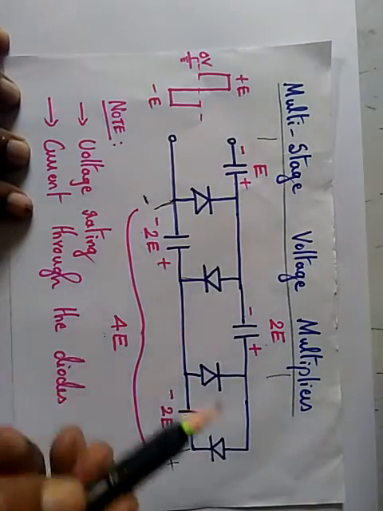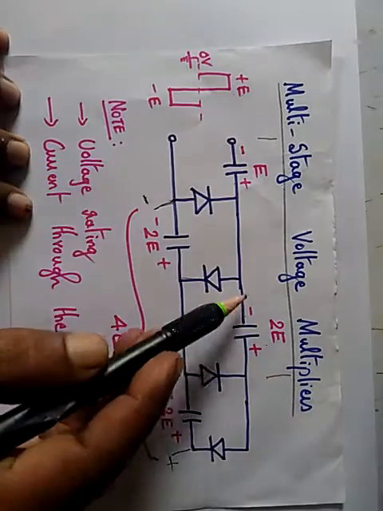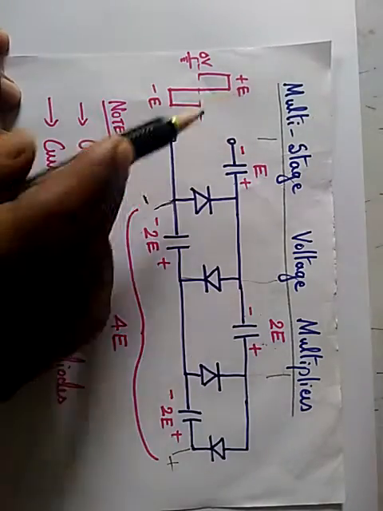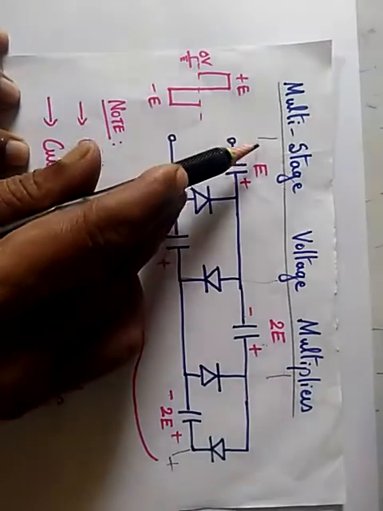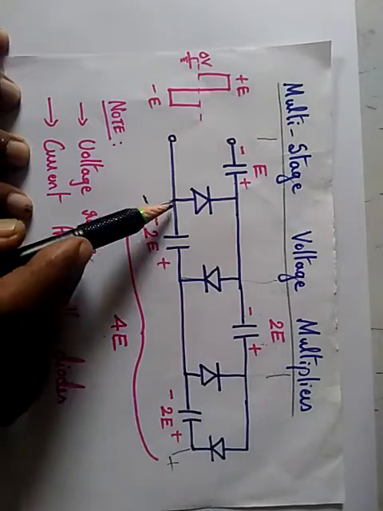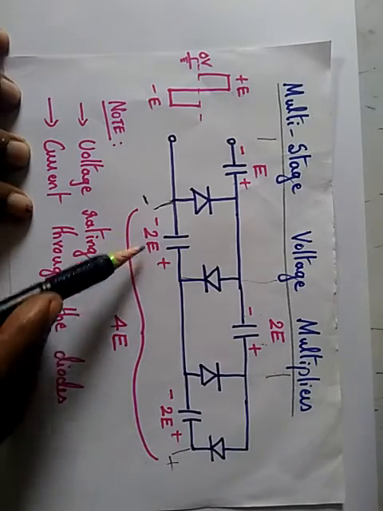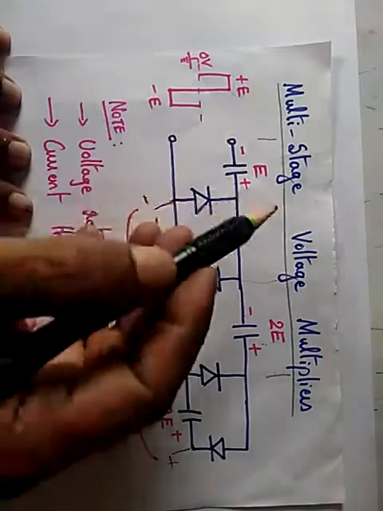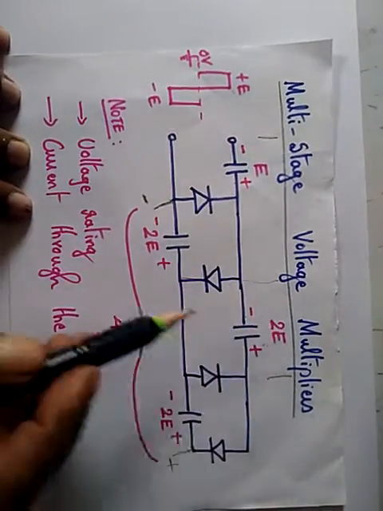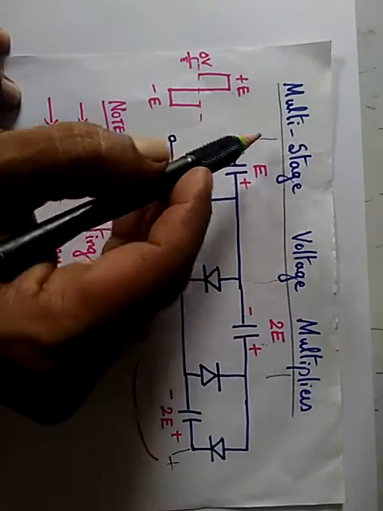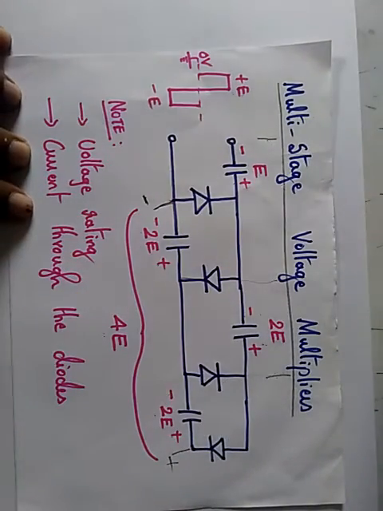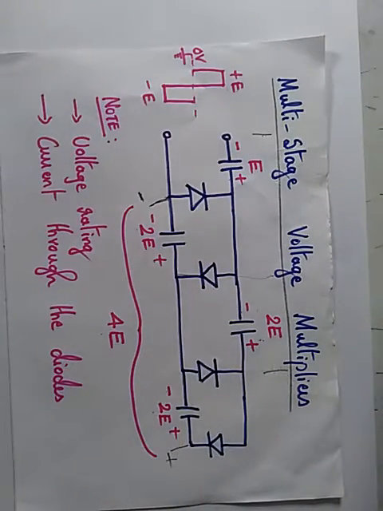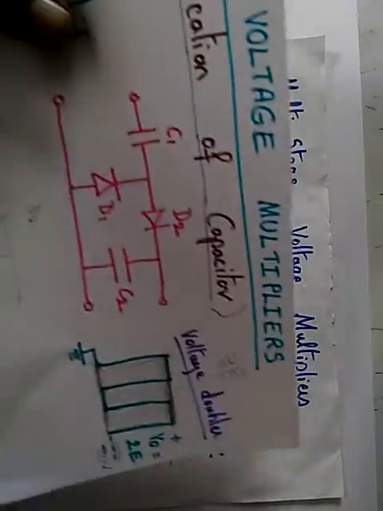So now you can see, you can have E, you can have 2E, twice the input voltage, or you can have thrice the E, or you can have 4 times E, that is 2E plus 2E, which is 4E. That means if this is 10 volts, you can get 10 volts, 20 volts, 40 volts, or between these two points you can get 30 volts. So this is the basic idea and analysis of DC voltage multipliers.